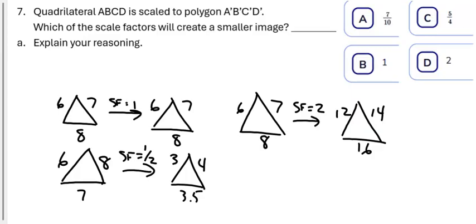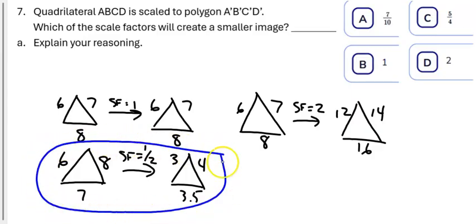So to make the shape smaller, I'm looking for scale factors that are less than 1. So A is less than 1, that's 7/10, and that is the only one. 5/4 is 1.25, so that's more than 1. This would give me an equal shape, or congruent shapes, and D would give me a larger shape. So A is the only one that works here.